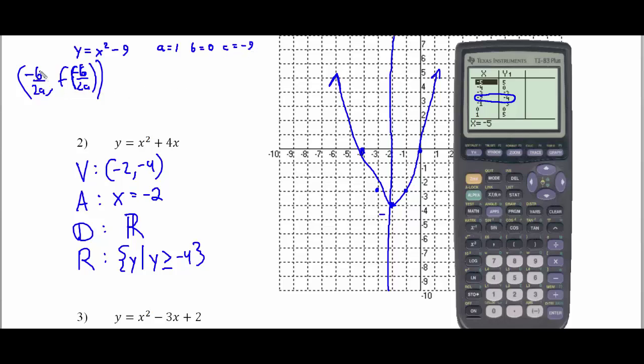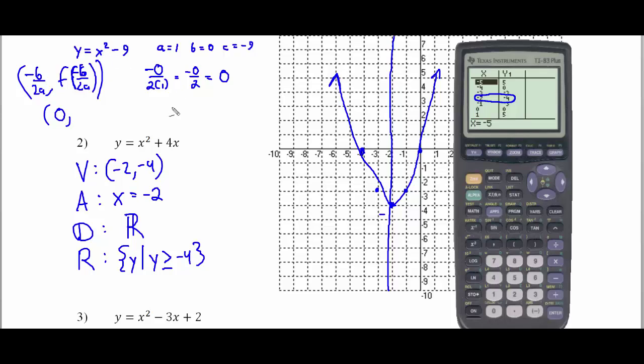So what I'm going to do is use this -b over 2a to figure out what my vertex place is. And so I'm going to take my -b, which is -0, divided by 2 times a, which is 2 times 1, and I get -0 divided by 2, which is 0. So here's my vertex for the first problem at 0 on my x.